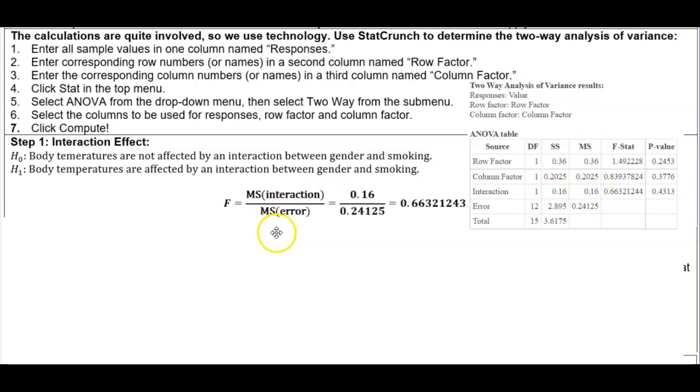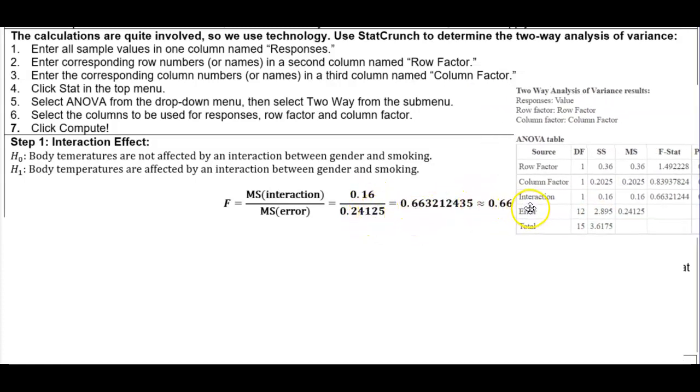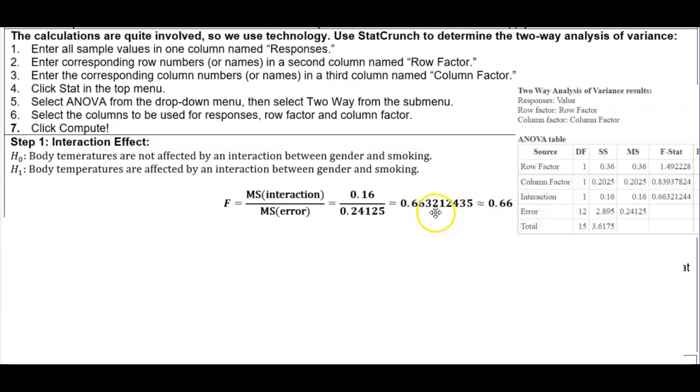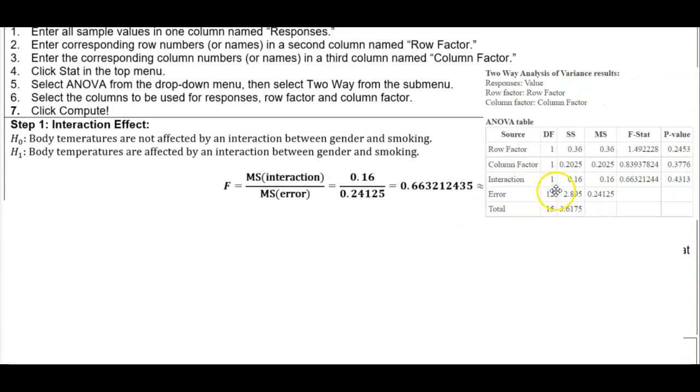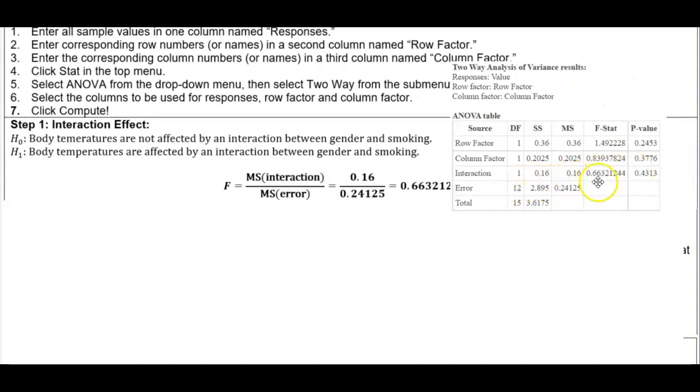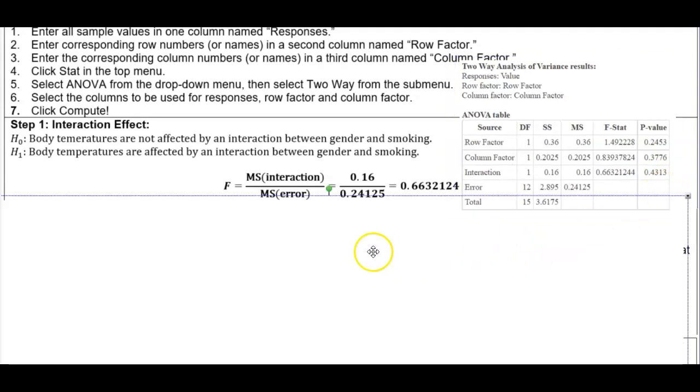And then we're going to divide that by the mean square error, which is 0.24125. When we divide those two numbers, we get a test statistic of 0.663212435, which is written here, and then rounding it to 2 decimal places gives us 0.66. Okay, now to the right of that, you see how we have interaction here. You can see that the p-value is the last column. Well, the p-value is 0.4313.